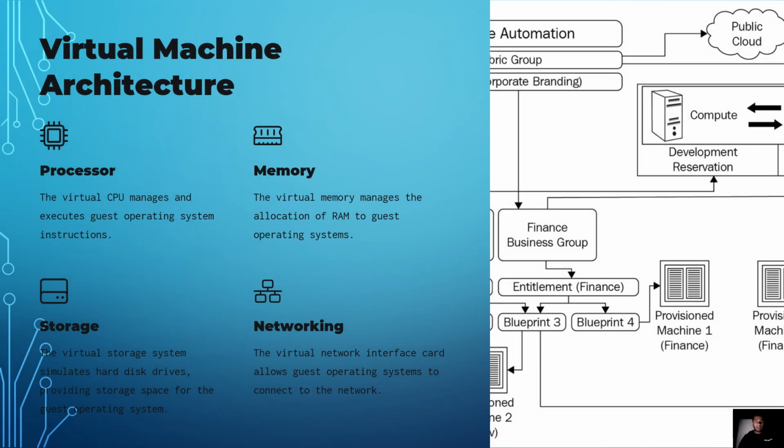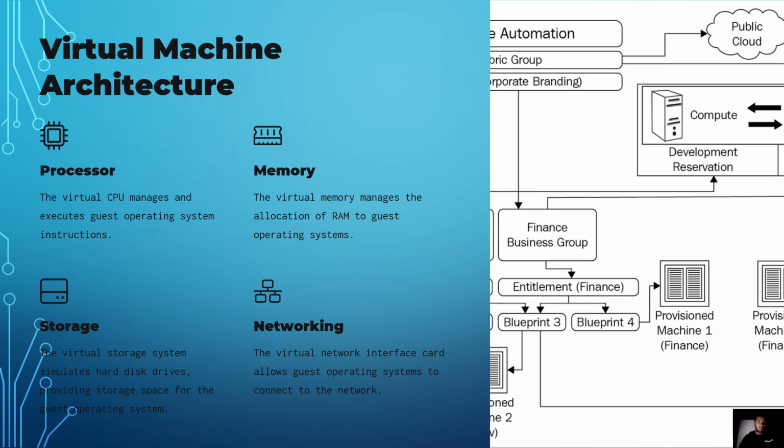Virtual machine architecture. A virtual machine consists of four components, which are processor, memory, storage, and networking. So you can say that a virtual machine is made up of these four things: processor, memory, storage, and networking.